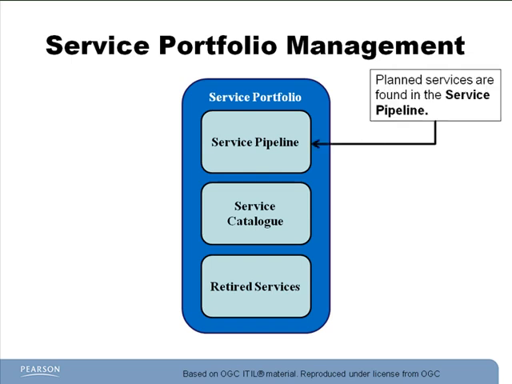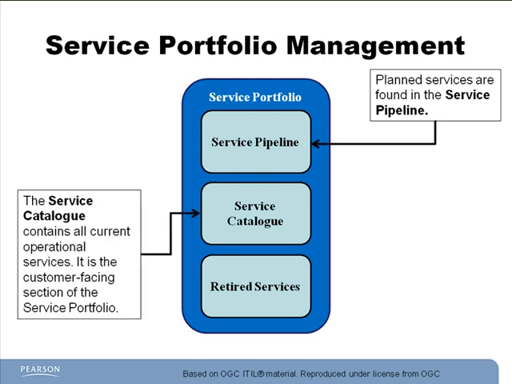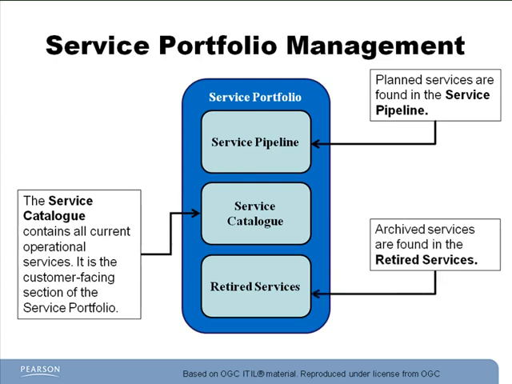Planned services, or future services, are in the service pipeline. These are services that we're just thinking about or that are under development and aren't ready for prime time yet. The service catalog contains only the current operational services, meaning the ones that are currently in use. It's the only section of the service portfolio that your average business customer can see, since it's really the only portion they care about. The retired services portion of the portfolio contains all of the services we no longer offer. It's handy to hang on to these services as a lessons learned and also for auditing purposes.